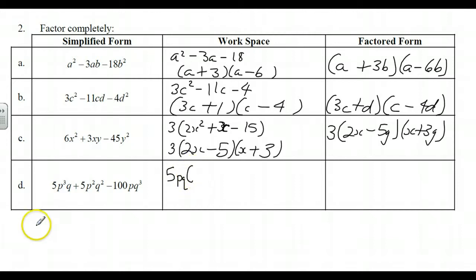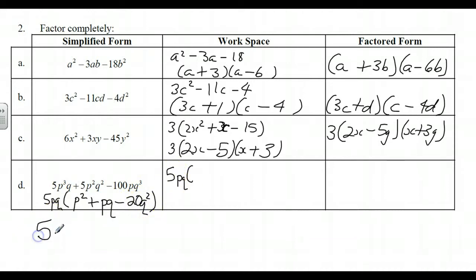All right, let's do this. 5PQ, P squared plus, and let me get a P squared, so PQ minus 20Q squared. Okay, drop the Q's. Just remember, we're going to put a Q back in here, and we're going to put Q's front and back there.